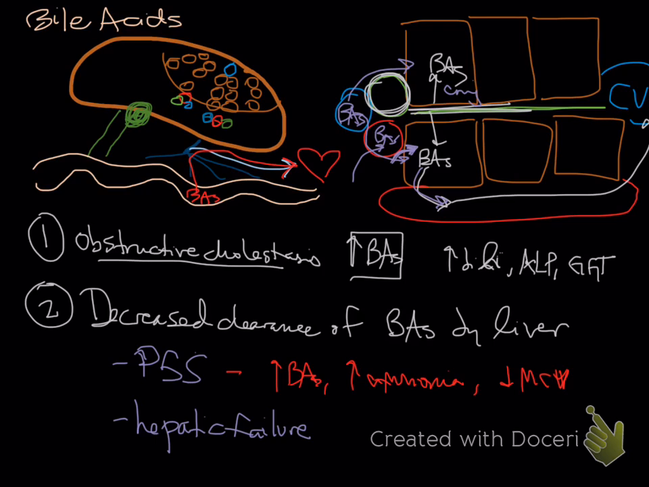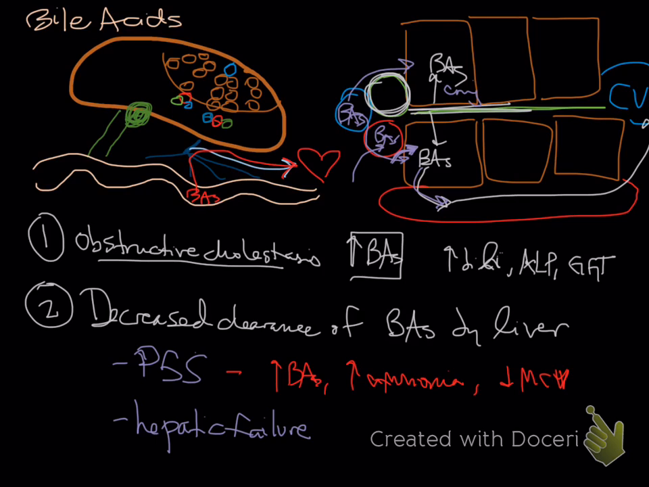So it's a very active process, extracting bile acids from the blood so that you can actually clear them and excrete them back into the intestines. So hepatic failure would be, again, the other cause because you have decreased clearance of bile acids by the failing liver.